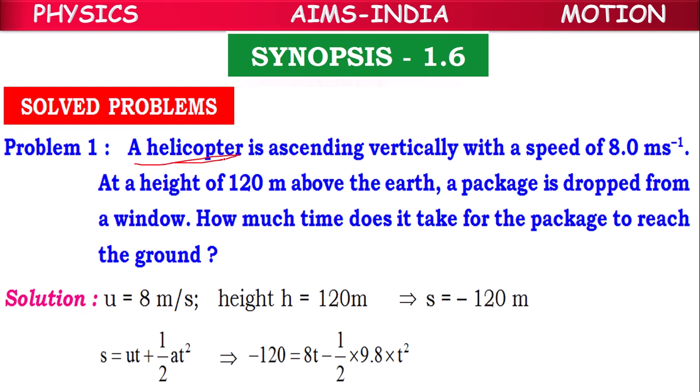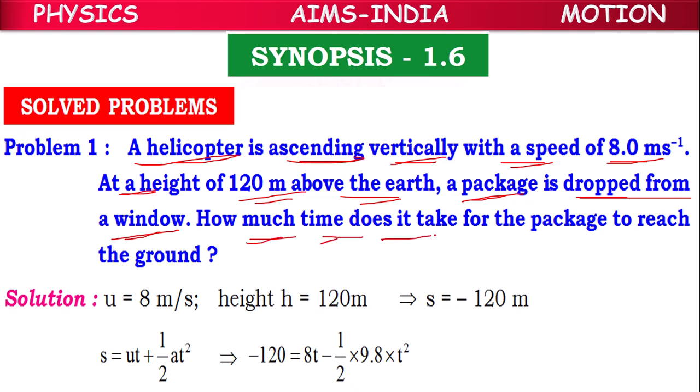A helicopter is ascending vertically with a speed of 8 meters per second. At a height of 120 meters above the earth, a package is dropped from a window. How much time does it take for the package to reach the ground?